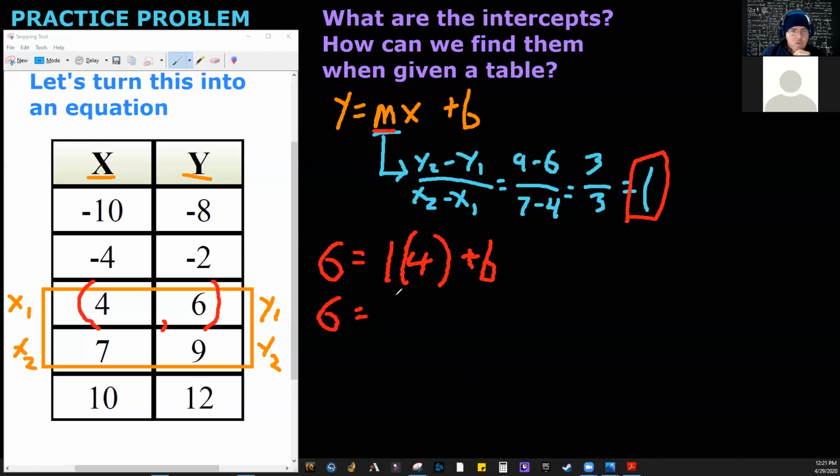Okay. That means that 6 equals 1 times 4, which is 4, plus b, which is the y-intercept, one of the things I want. Again, we're trying to find intercepts here. So if I were to take away 4 from both sides, I'd end up with 2 is equal to b. So there's one of them. So my y-intercept is at 0, 2.